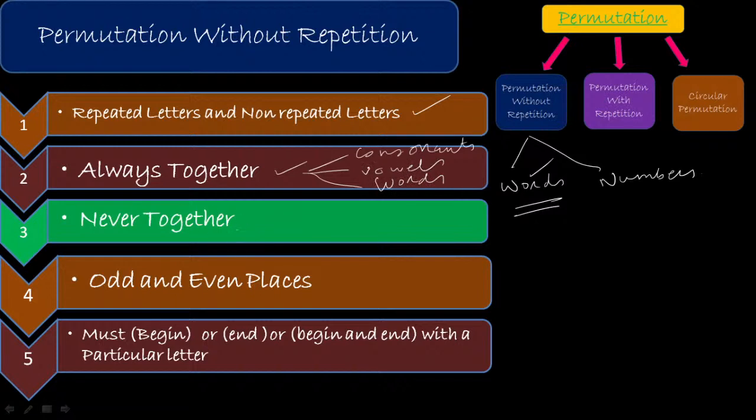Likewise, here itself we have the three categories, odd and even places. If the letters occupy the odd places, here we have to discuss if the vowels occupy odd and even places, or consonants. So, for these two cases we have to discuss what happens if vowels occupy odd place or even place. Likewise, if consonants occupy the odd place or even place, how to find out the number of permutations. The last one must begin or end or begin and end with a particular letter.